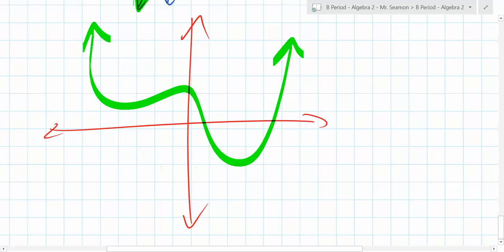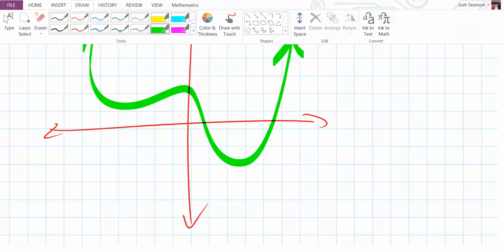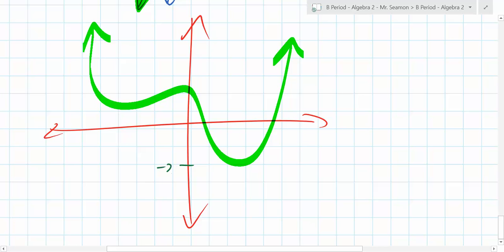Let's say that's negative 2 right there. Let's say that one's 1, and let's say that one's 2. What's the domain of this function? What part of the x-axis does this cover? What part? All of it. It gets infinitely wide. So it is all real numbers.